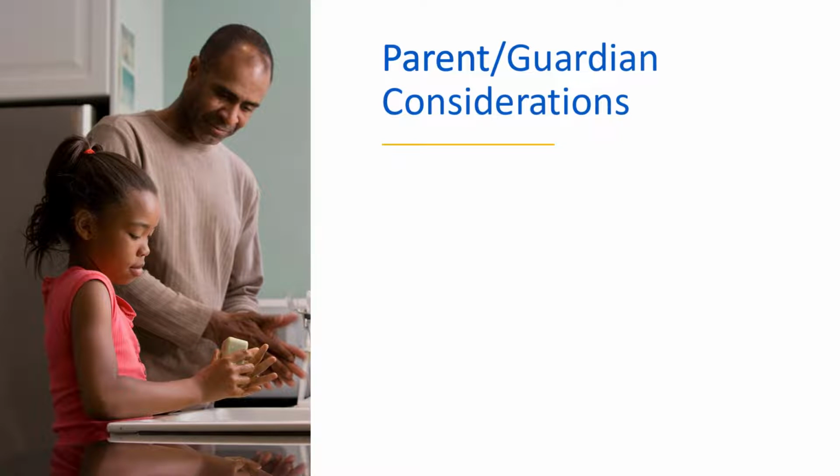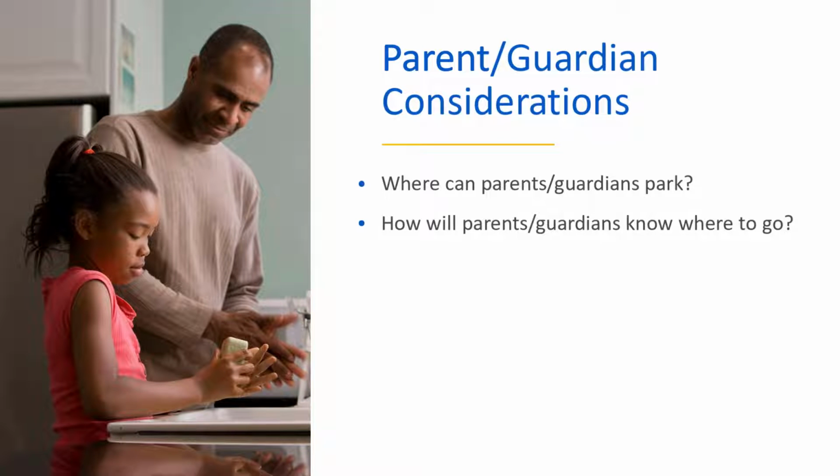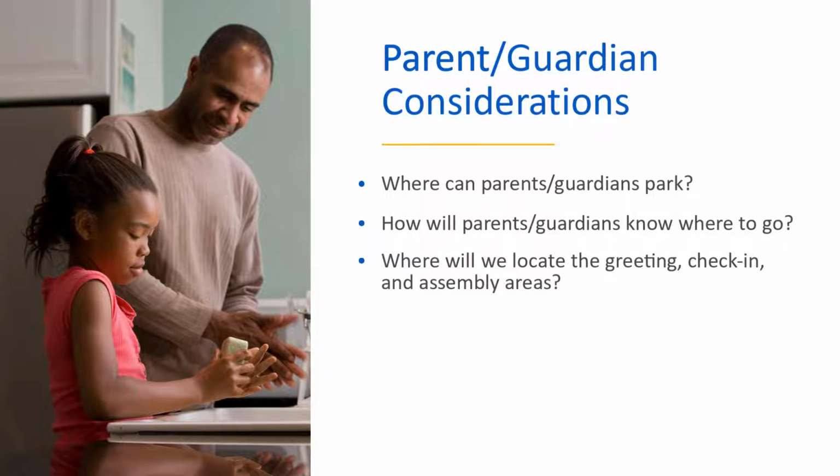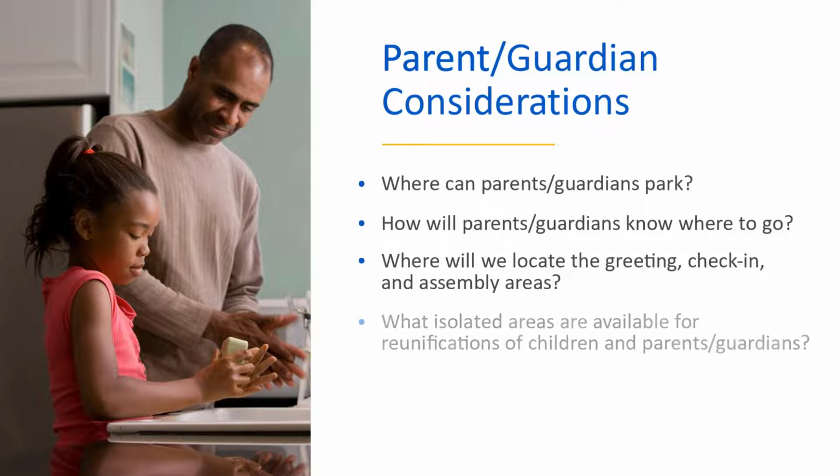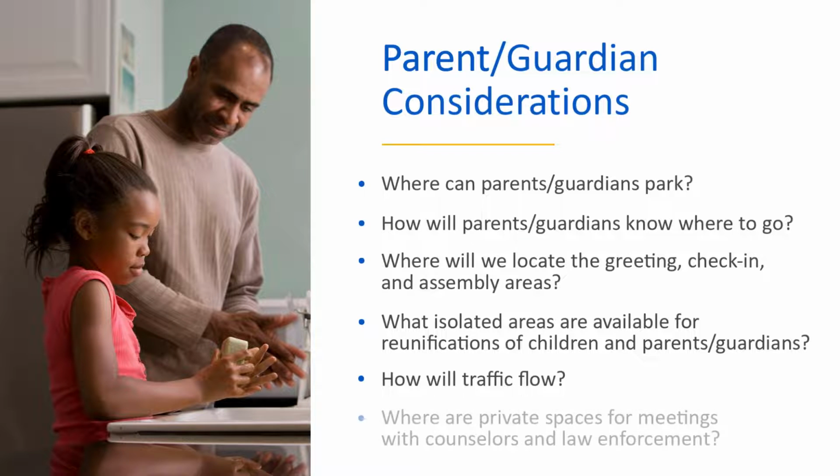Considerations for parents and guardians may include where to park, how will parents and guardians know where to go, where will they find the greeting area, check-in, and assembly, and will reunification of the parent or guardian and their child take place in an isolated area. A flow of traffic should be established so that parents, guardians, and students are not entering and exiting the space in the same way, and may include private space, away from media and others, for families to reunite, and for counselors and law enforcement to meet with students and family members as needed.